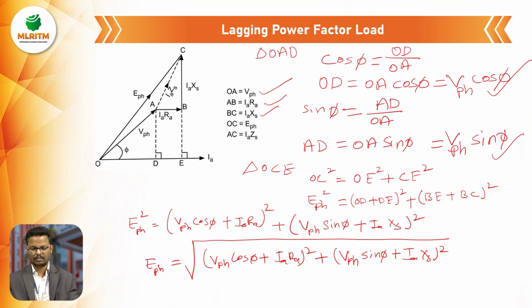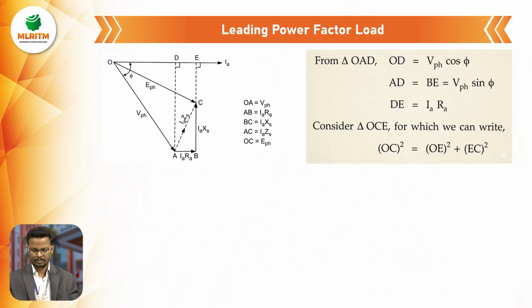So this is one type of load power factor, and we have two others: leading power factor and unity power factor. Now we will go for the leading power factor. Let me see the phasor diagram. Here again we consider IA as the reference. The OE line is IA, the reference line.